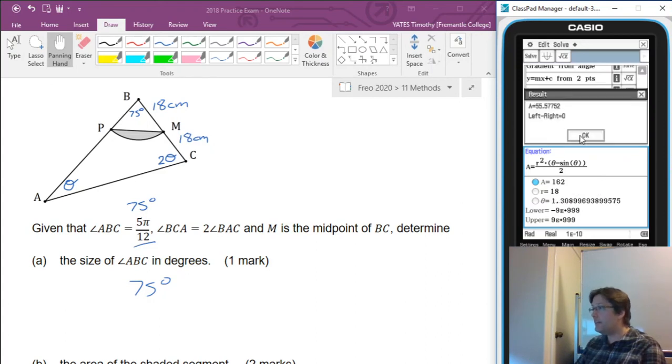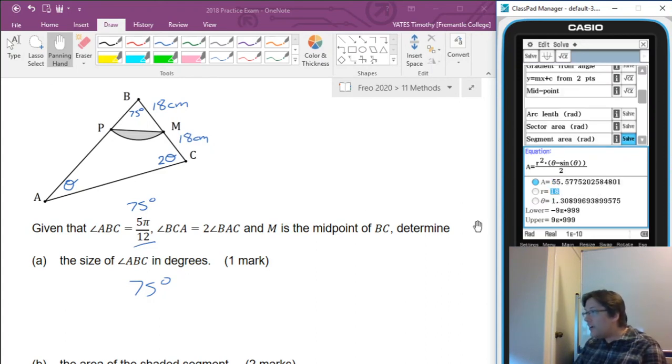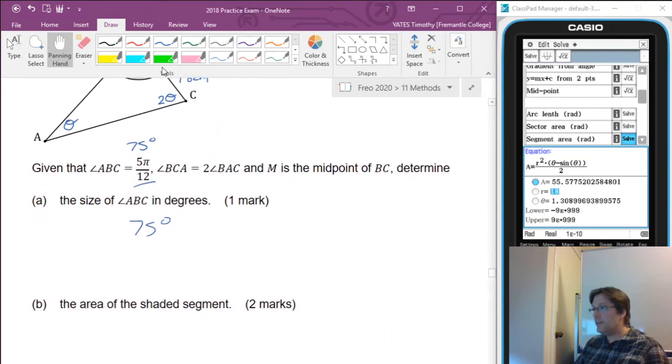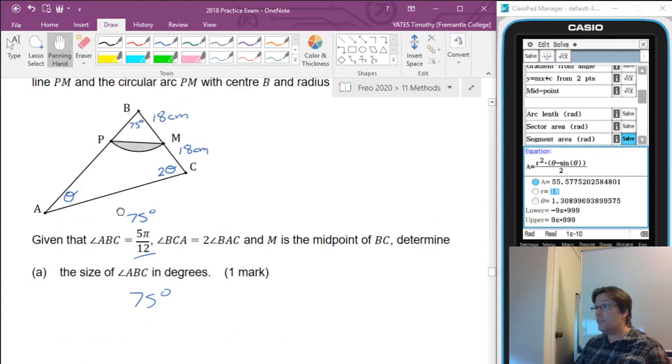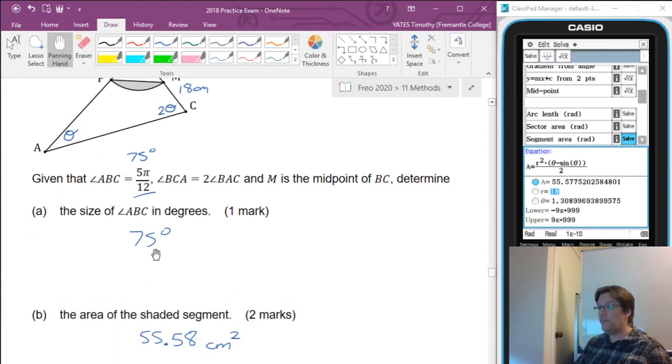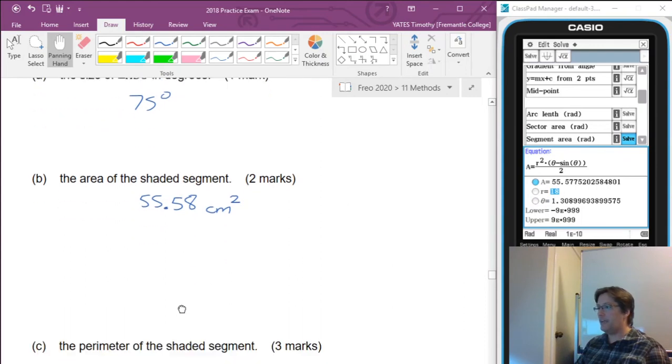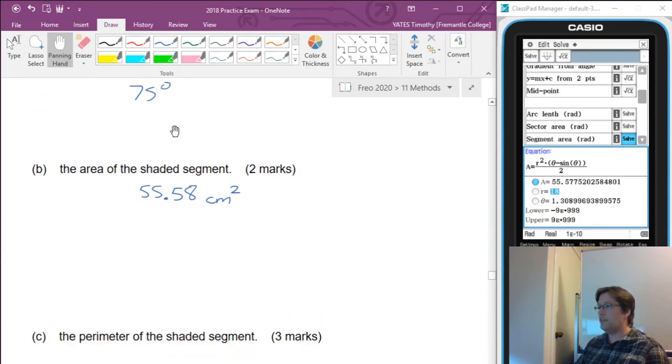So let's solve that. 55.57, or 58 centimeters squared. Just let's check. Yep, these are centimeters, so it's going to be 55.58 centimeters squared. Just using the solver, and it's totally fine to just use the solver for these things. It's only 2 marks, so that's all good.